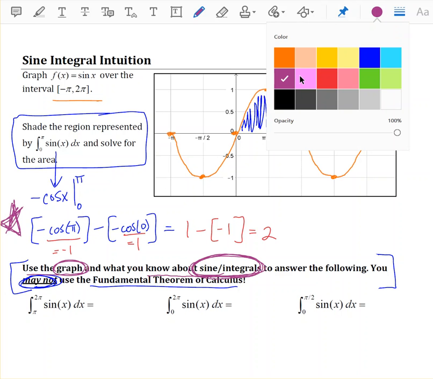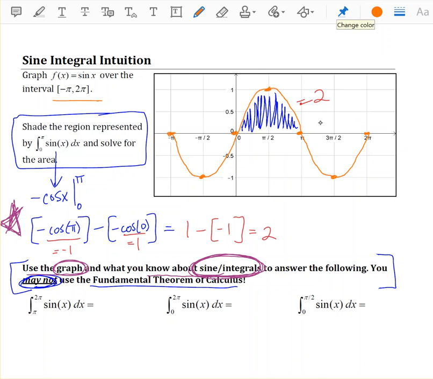Now that you've had a chance to take a look at that, the area that we are talking about, let me get a different color here, is this area here, from pi to 2 pi. Well, this area should just be the same as that area because of the symmetries of the sine graph. However, it is below the x-axis. And areas that are below the x-axis are negative areas. So this is negative 2.